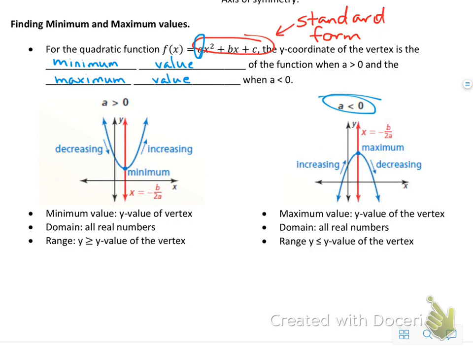You have a formula right here. y is greater than or equal to the y value of the vertex if it's a minimum, and y is less than or equal to the y value of the vertex if it's a maximum. Okay, so let's use this.